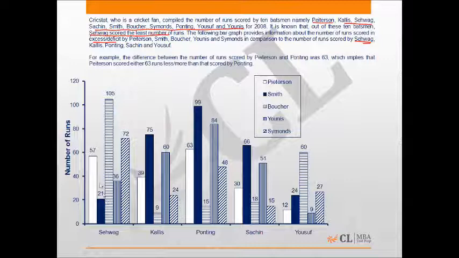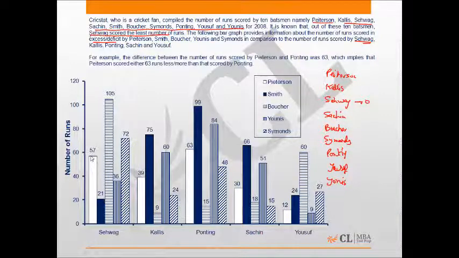So, for example, this 57 gives you the difference between the runs scored by Sehwag and Peterson. Okay, 21 gives you the difference between runs scored by Sehwag and Smith, and so on and so forth. Now I know that Sehwag scored the least number of runs, so let us assume that if I put all the numbers here, all the names are here. So let us assume Sehwag scored 0 runs.